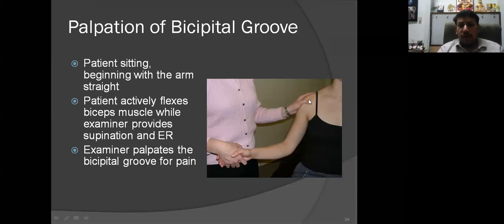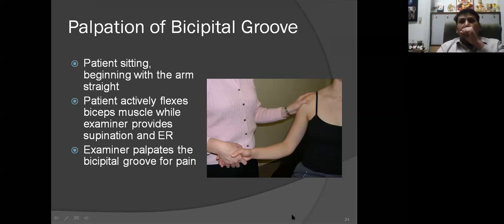So the bicipital groove is somewhere here, corresponding to your long head of the biceps. As you know, the origin of the long head of the biceps is intra-articular, and then it comes down around here, and continues down through the bicipital groove. So you can actually locate the bicipital groove. The patient can actively flex the elbow, and you can provide supination and external rotation. In this area, you can just palpate if there is any tenderness.